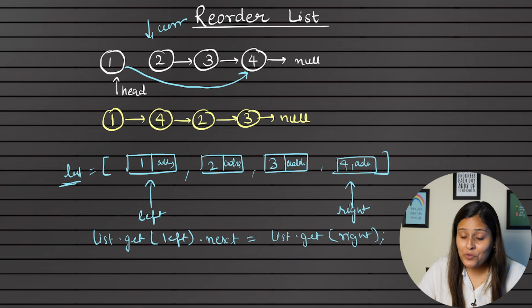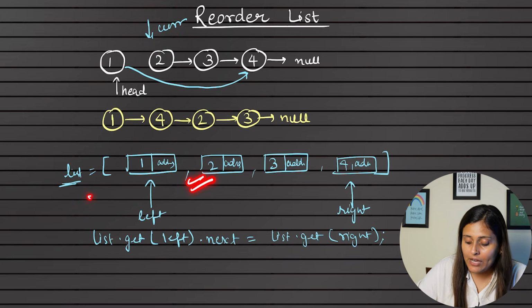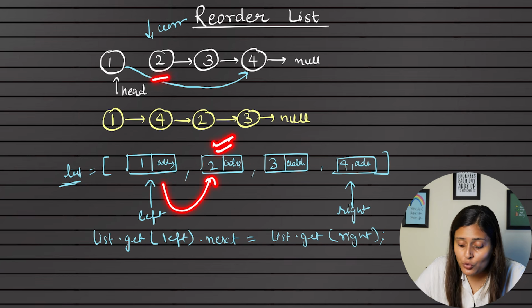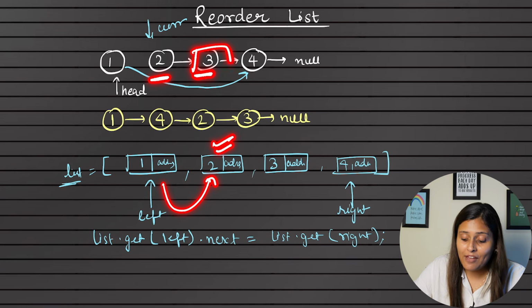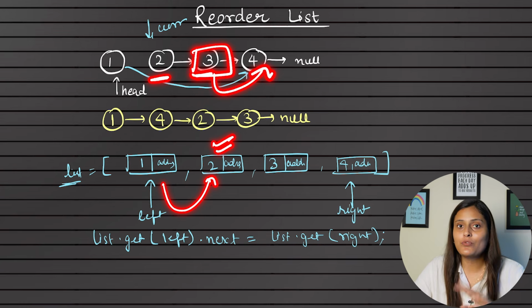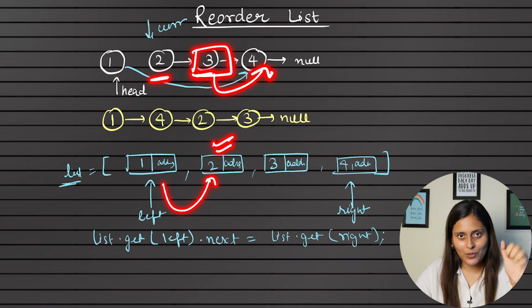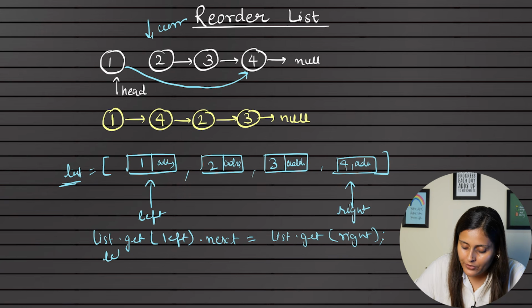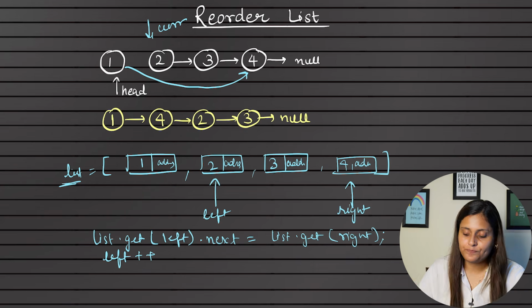But see, we have not saved this 2, so we might lose it. In the linear traversal we have to save this because we might lose it, but currently we have saved it in our list. So when we do left++, as we have 2, 2 has saved the address of 3, and 3 has saved the address of 4, so we have not lost any nodes, okay? So now 1 has been connected to 4. Now we will do left++. So the left pointer will move ahead, correct?